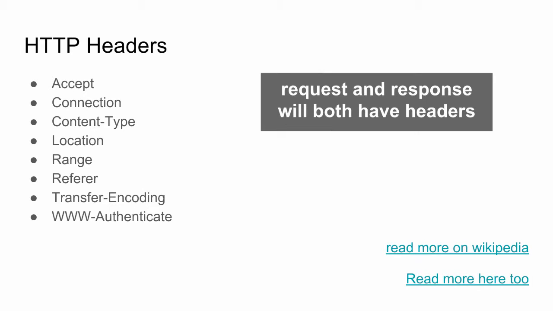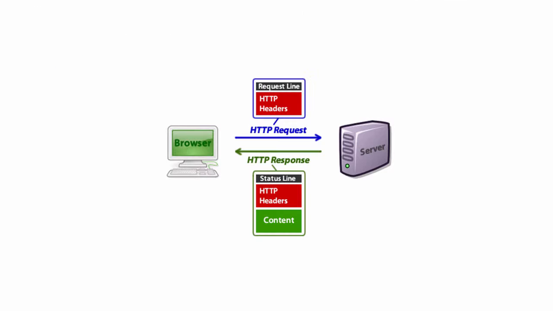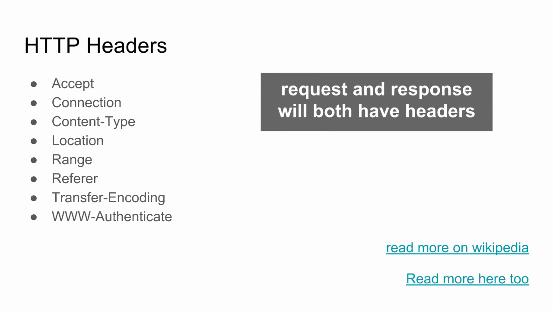So the next thing to look at is HTTP headers. So again, where's that little diagram, right? We have both the request line and status line, and then we have HTTP headers in both the request and the response. You can read more on Wikipedia and read more here too, but here are some of the headers: Accept, Connection, Content-Type, Location, Range, Referer, Transfer-Encoding, WWW-Authenticate. So we'll look at these in more detail in a second.